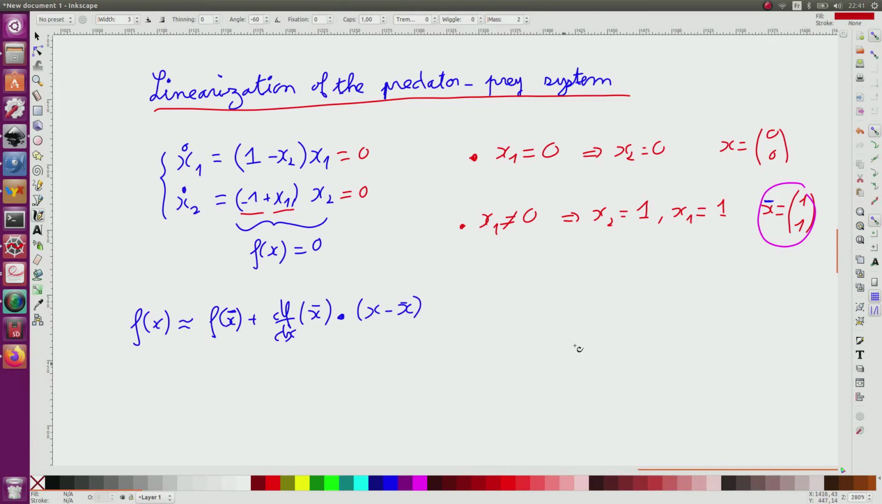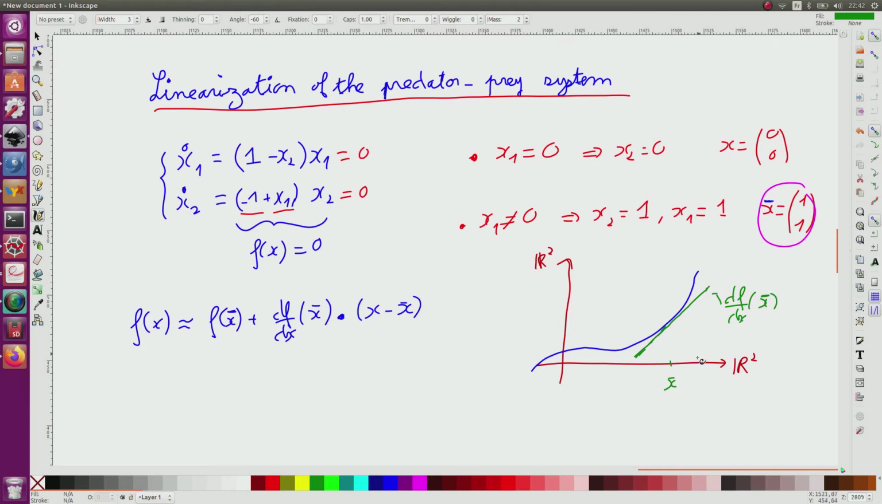So let us recall that this formula is related to this picture, where here I have R2 to R2, which corresponds to f. F is something which is nonlinear, which can be like this, for instance. And x bar is here, and here it is the approximation. So the slope here corresponds to the Jacobian matrix evaluated at point x bar. So this is some kind of derivative.